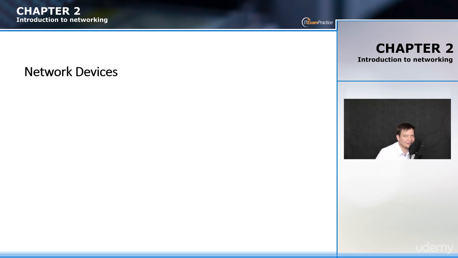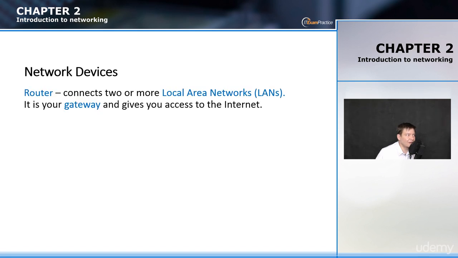Network devices. We will start our discussion with a router. A router, as you know, because we have covered it already, is used to create a wide area network, and it connects at least 2 local area networks. It is your gateway, and yes, it gives you access to the internet. It means that you can browse the internet thanks to a router.